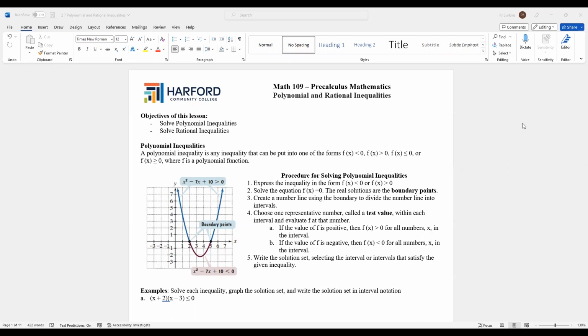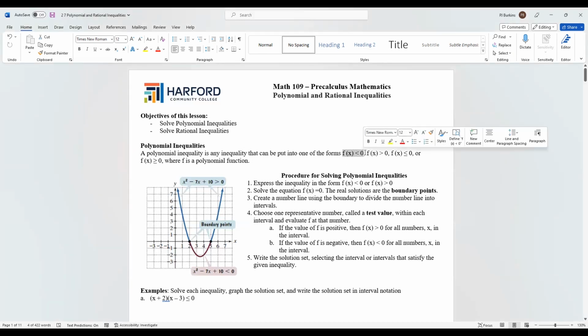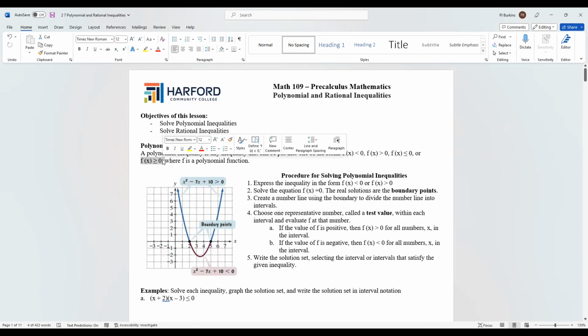And we're trying to determine the regions for which the function is either above 0 or below 0. So you'll see here that there's four forms. It can be less than 0, right? Negative, below the x-axis. Greater than 0, above the x-axis. Less than or equal to 0, which would include points on the axis and below. And then greater than or equal to 0, which would include points on the axis and above.